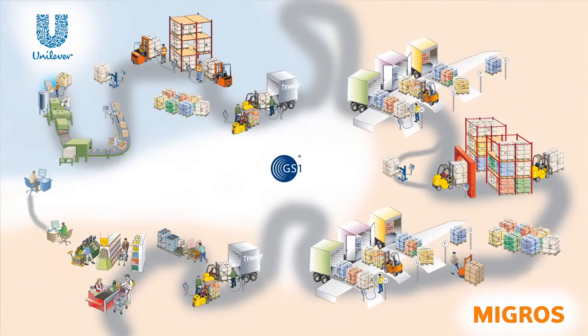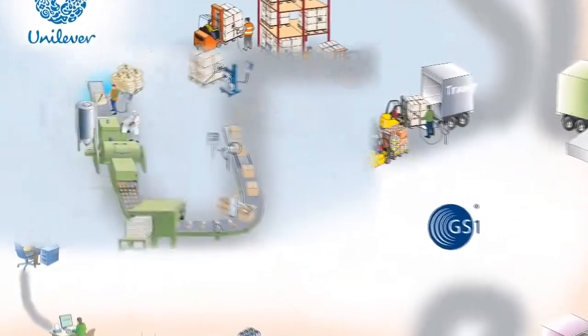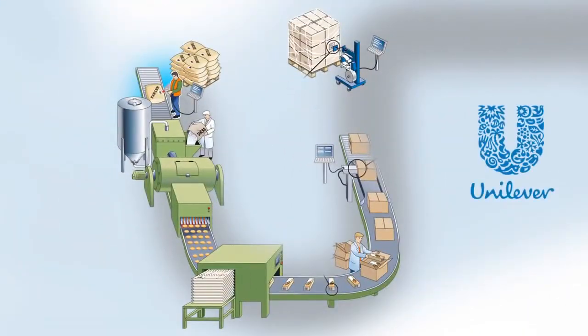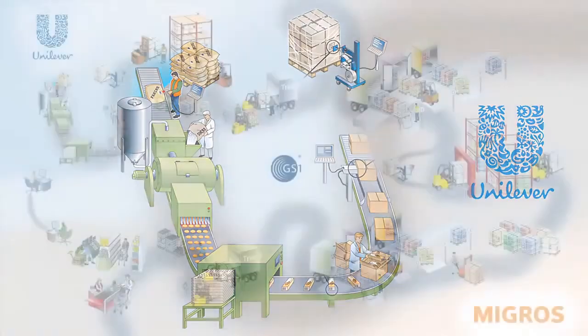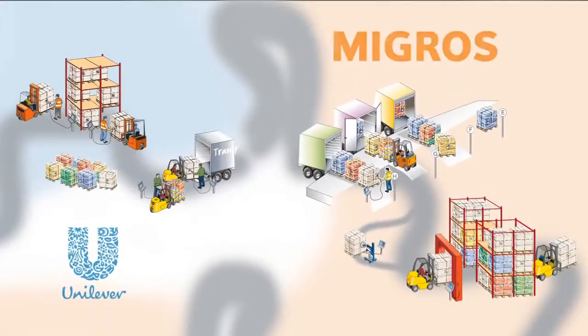This is a typical supply chain that is representative for many industries. The use of the SSCC starts right here in production at Unilever. Goods are produced and packaged into logistic units used for storage and transport. The goods are then shipped from Unilever to the distribution center of Migros.